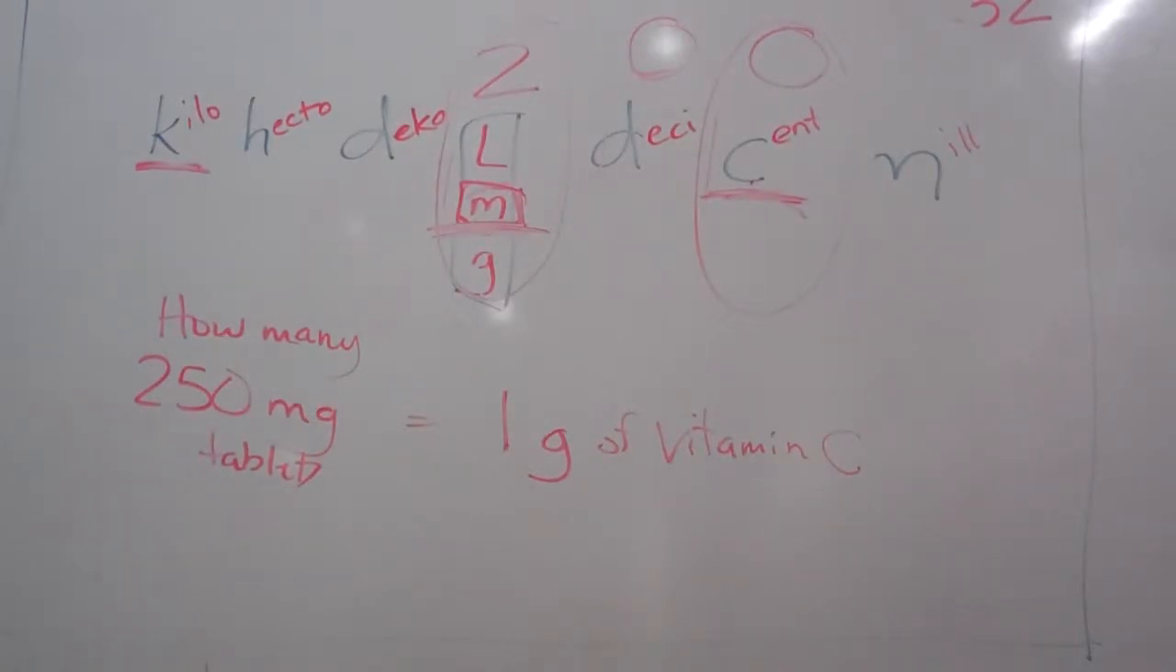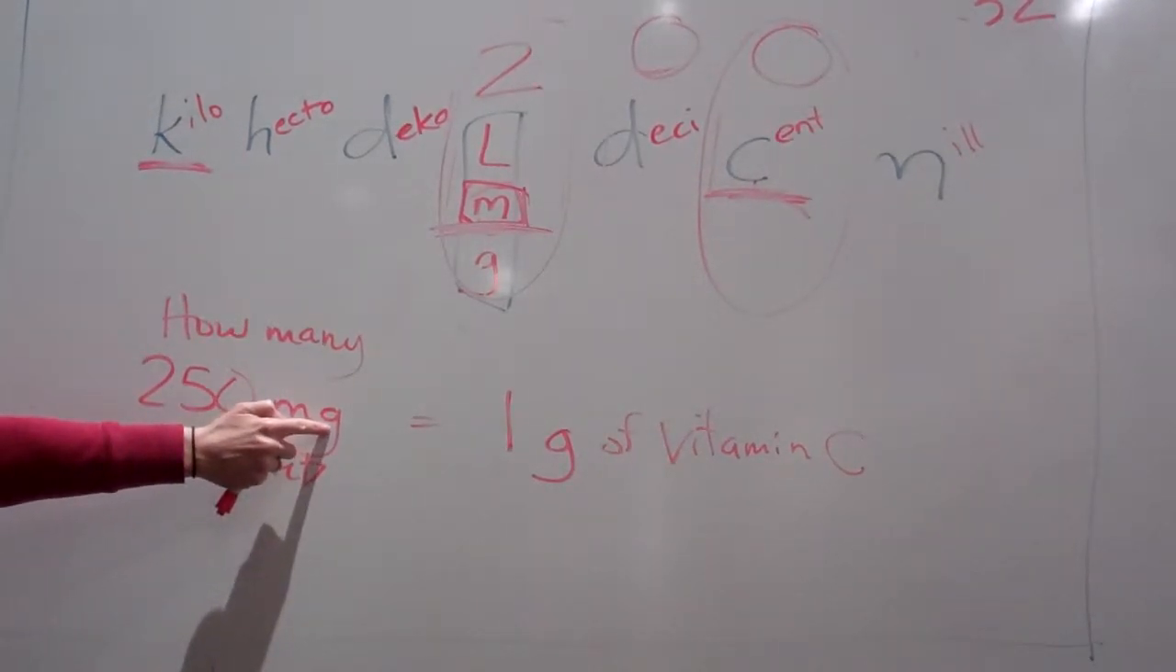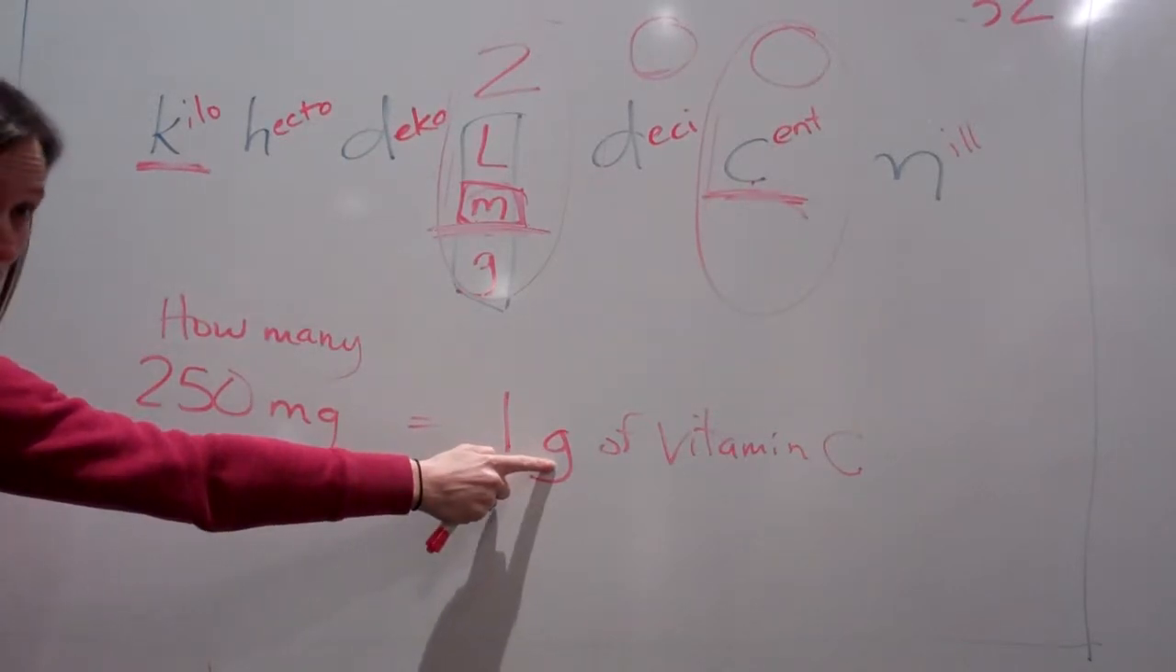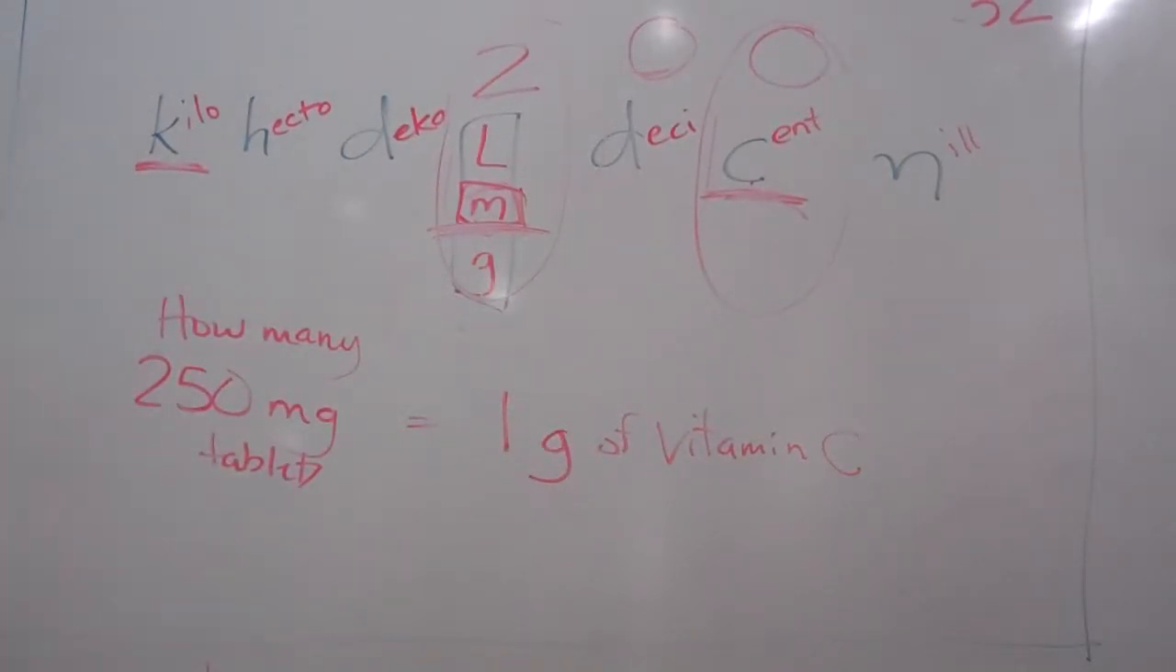They're asking me two totally different things. They're telling me that I have 250 milligram tablets, but I want to know how many it takes to make 1 gram of vitamin C. 2,500? Close. Keep thinking.